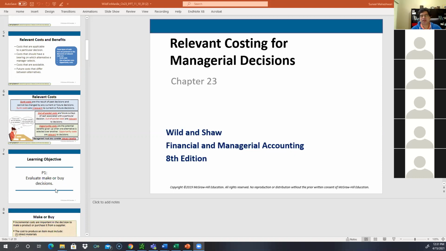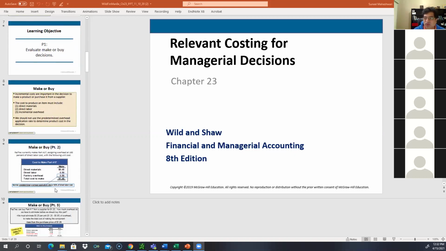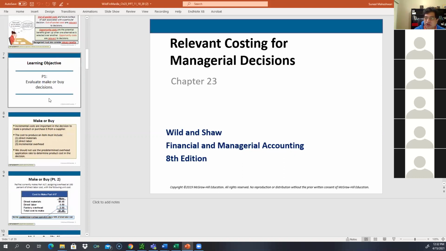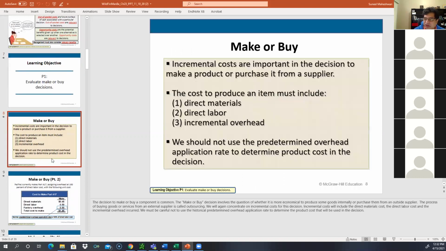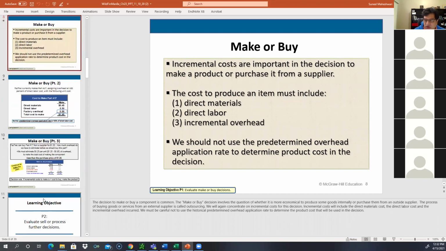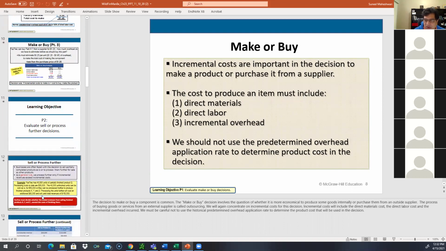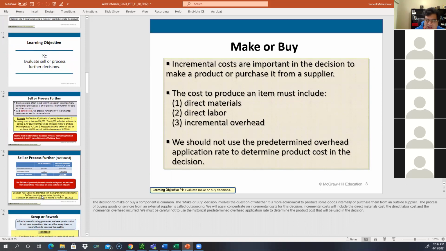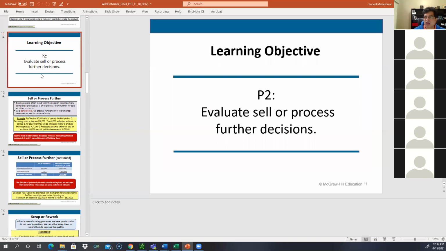Okay, good. So yesterday we started with a few decisions like make or buy decisions, and we did a few problems as to what make or buy decisions would look like. Then today we will do one more decision regarding whether to sell a product at a split-off point or process it further.